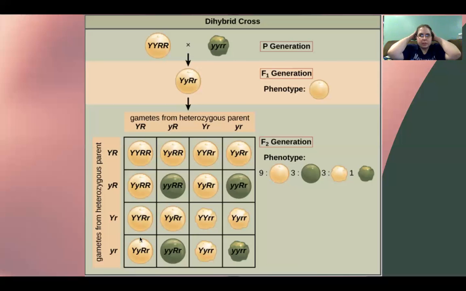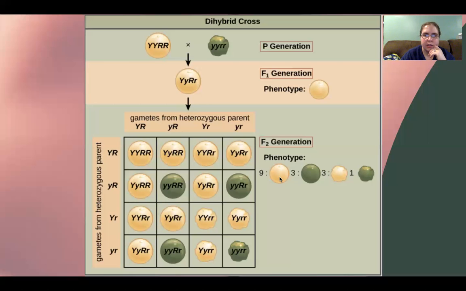Now, when we're done with this, we can take a look at this and we can figure out the possibilities. So if we want to look at the possibilities of the offspring being dominant for both traits, so being yellow and being round, we're looking for boxes that have at least one capital Y and at least one capital R. So yellow and round: 1, 2, 3, 4, 5, 6, 7, 8, 9. So there's a 9 out of 16 chance that the offspring will be yellow and round.